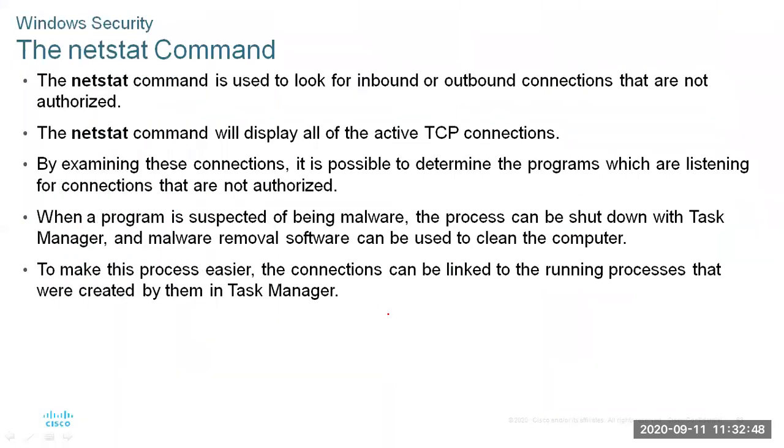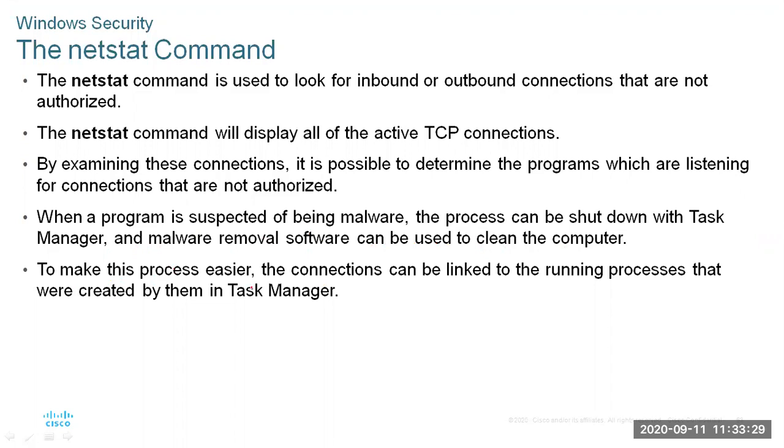So let's talk about Windows security. We did the netstat command, which is used to look up inbound and outbound connections that are not authorized. The netstat command will display all the active TCP connections. By examining these connections, it's possible to determine the program which is listening for connections that are not authorized. When a program is suspected of being malware, the process can be shut down with Task Manager, and a malware removal tool can be used to clean it up.